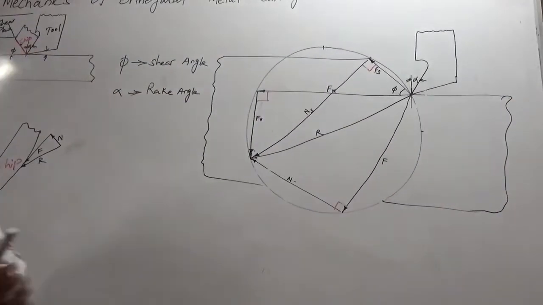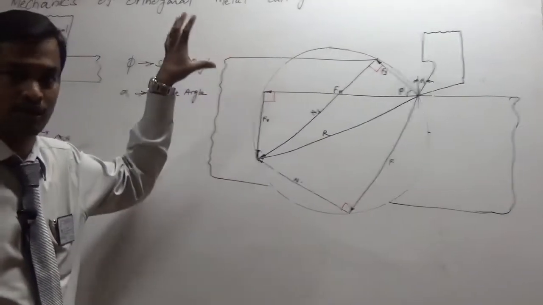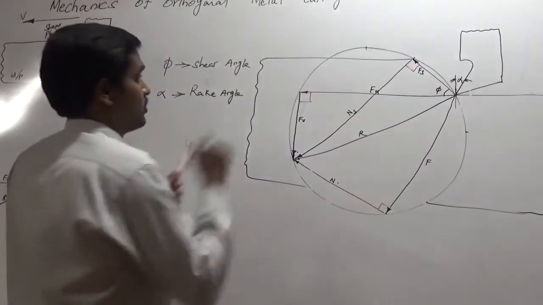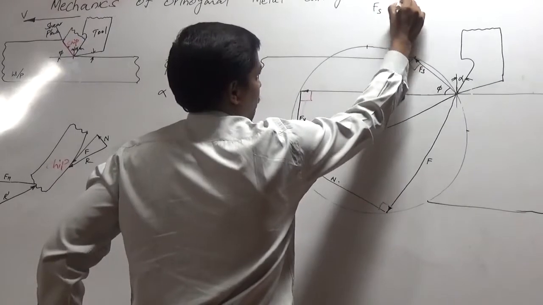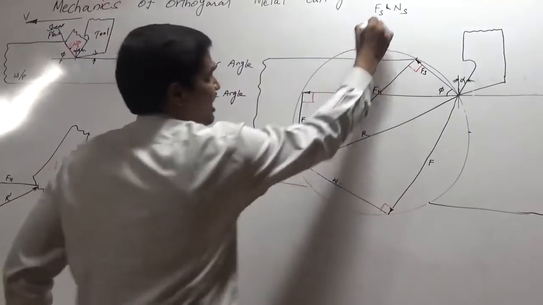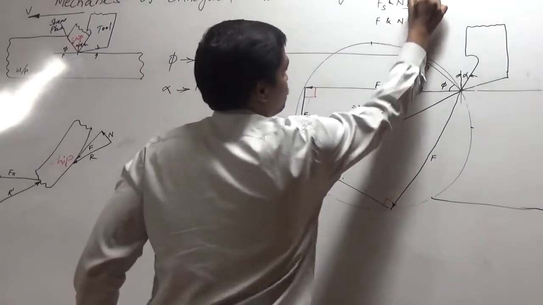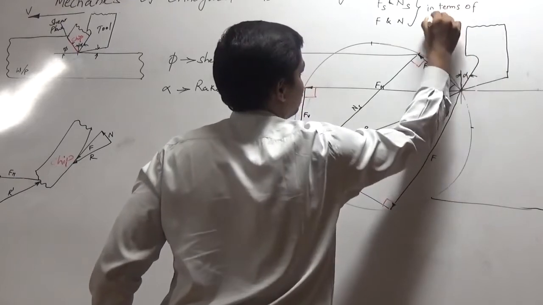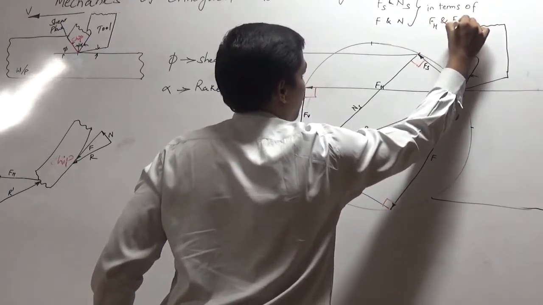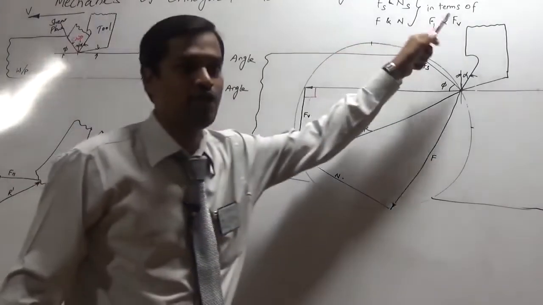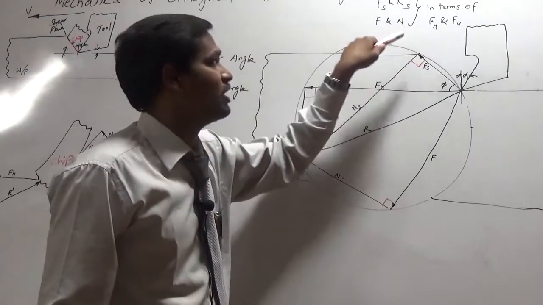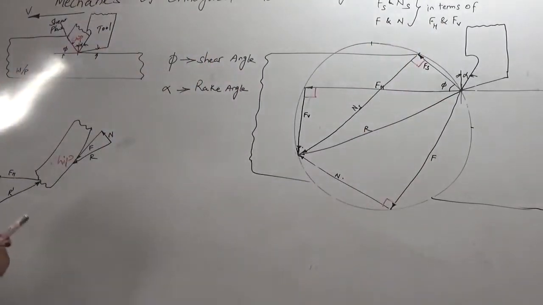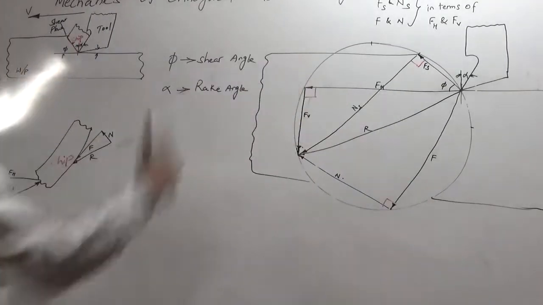The idea of this cutting force circle, or Merchant circle, is representing Fs, Ns and representing F and N in terms of FH and FV. Since it's possible to find FH and FV using a dynamometer, the idea of this cutting force circle is representation of all the four forces in terms of FH and FV. So let us have a small relation between various forces.